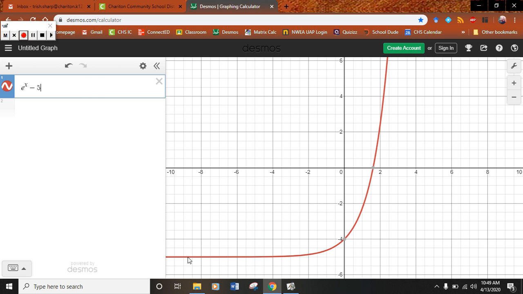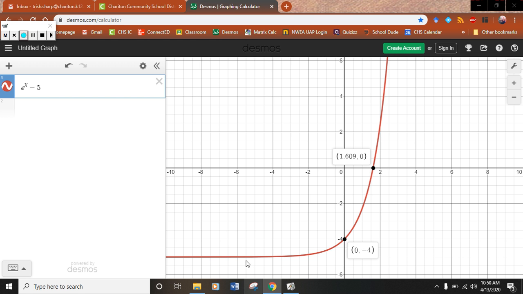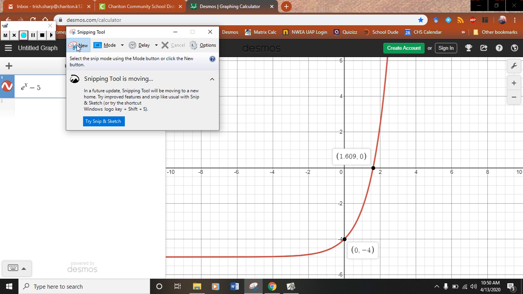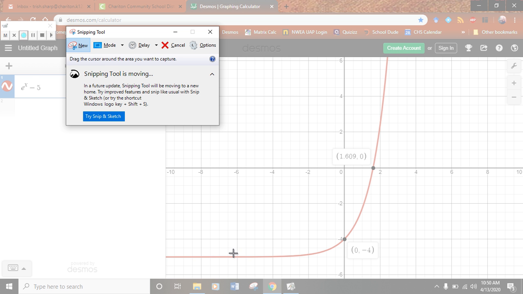So again, notice it still behaves the same way. There's still a leveled part where the asymptote's at, and then it turns and shoots up. We have an x-intercept, so I'm going to highlight that point. Y-intercept, highlight that point, and then we're going to snip this. Again, I'm looking for good snips, so I want some of the leveled part. I want the part that jumps up. Make sure I highlight that point. Also, I need the x and y axis in there.